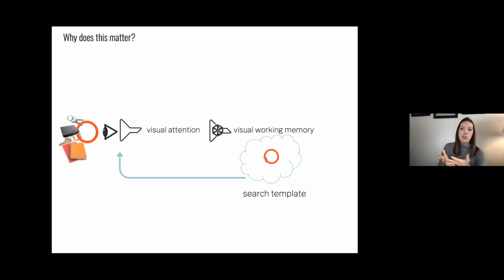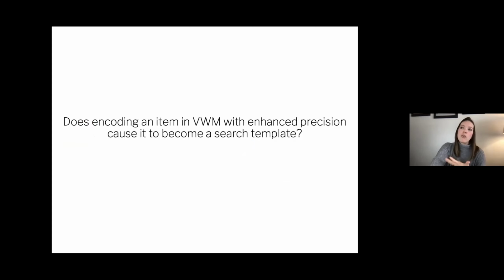And I just showed you at least one other way that we can boost precision in memory. So we can prioritize the encoding of a representation in memory for later recall, and we can give it enhanced precision by doing so. So does encoding an item in working memory with this enhanced precision cause it to inherently become a search template? So by virtue of being encoded with the greatest precision, does that also mean that that representation will ultimately bias attention, even in circumstances where it may not be necessary?